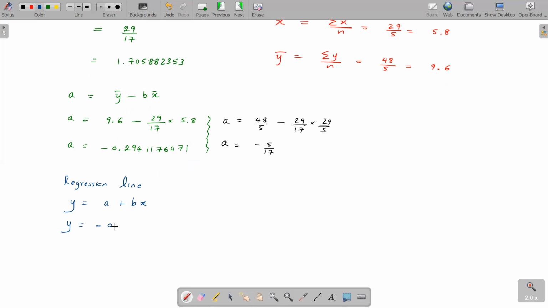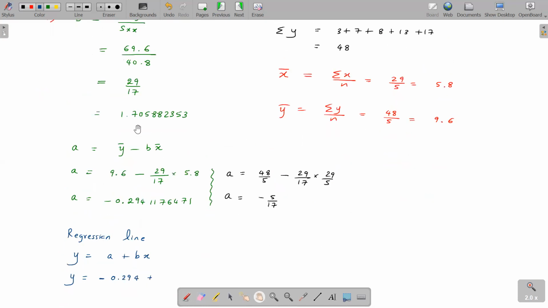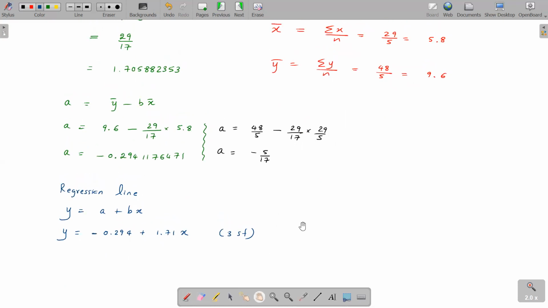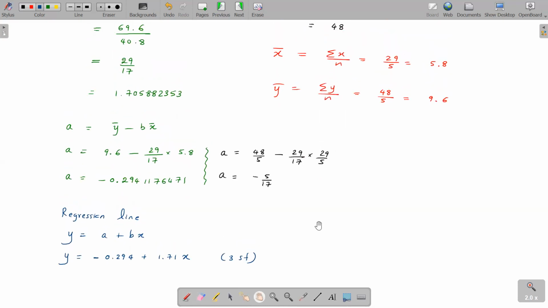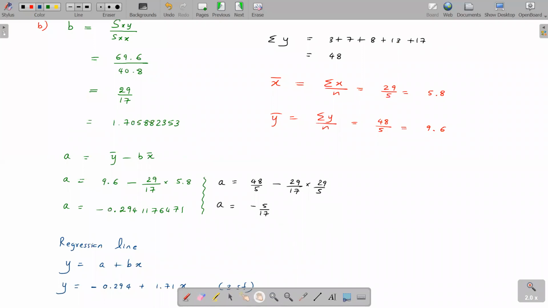So a is minus 0.294, plus the b value, which I'm correcting to 3SF. What was our b value? B is 1.71 to 3SF. So 1.71x. Guys, I'm writing the regression line with the a and b values corrected to 3SF, but I will probably be using the exact a and b values when I'm going for prediction. So just have that in mind. This is the regression line of y on x. All right, guys.